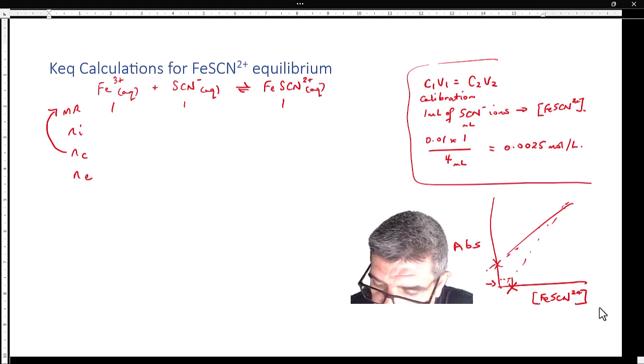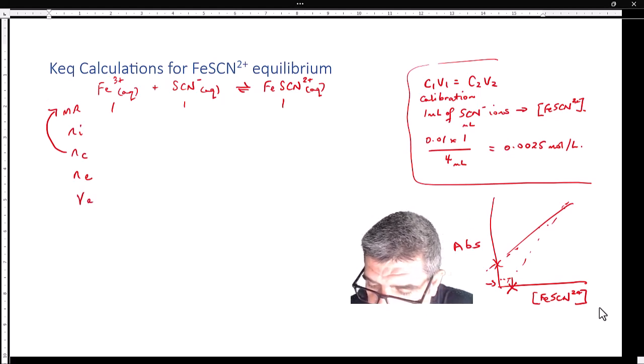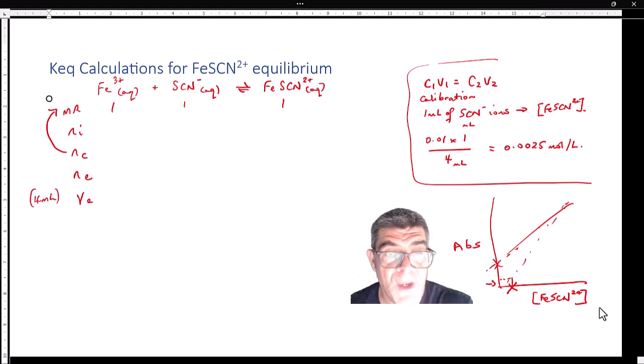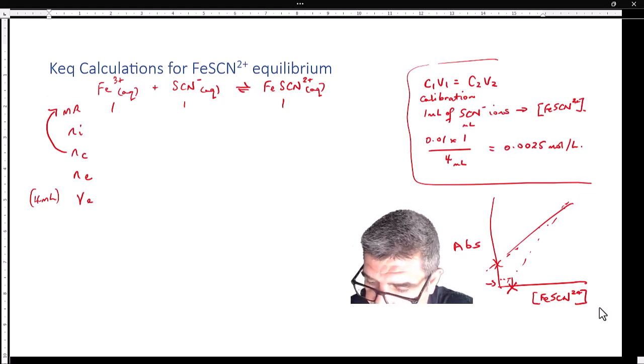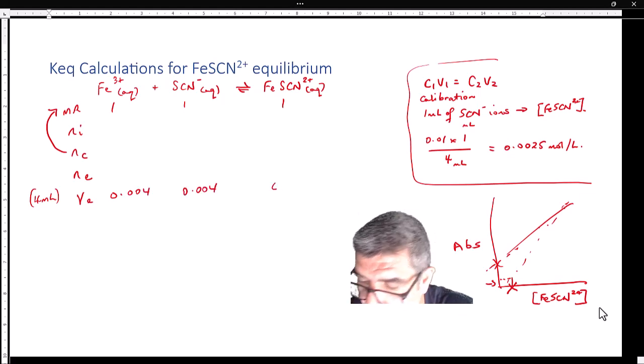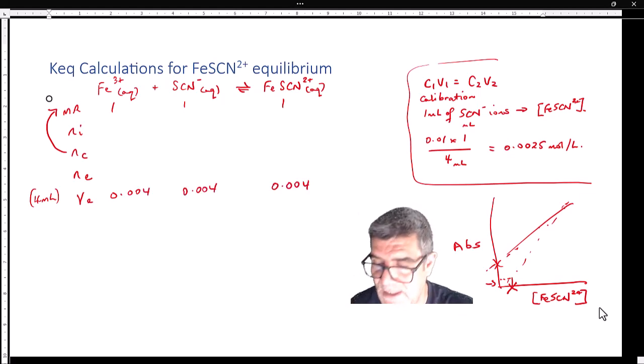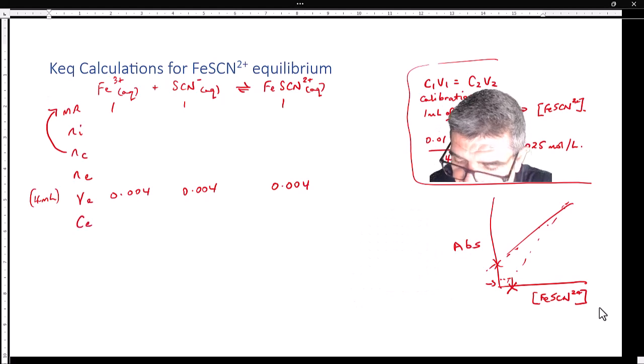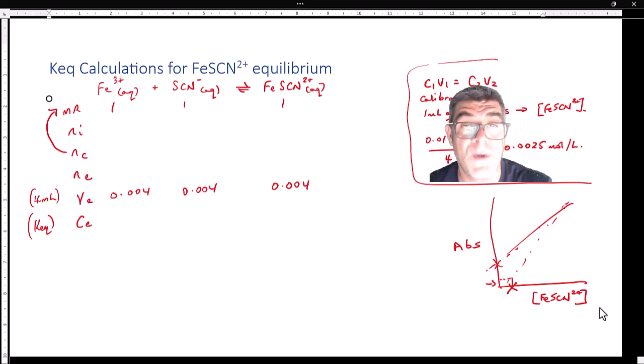Now I will also have in my table the volume at equilibrium. In this case, this is 4 mL, so I made sure that my final volume was 4 mL. And obviously all of the ions are in the same solution, so they're all going to be 4 mL, but I am going to turn this into litres this time around because I'm not going to cancel things out. So 0.004, so the volume for all of the ions at equilibrium is the same. Now it's the concentration at equilibrium that I need for my KEQ calculation. So these are the values that I need.